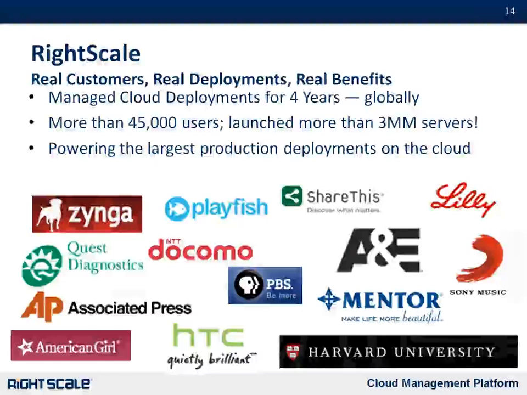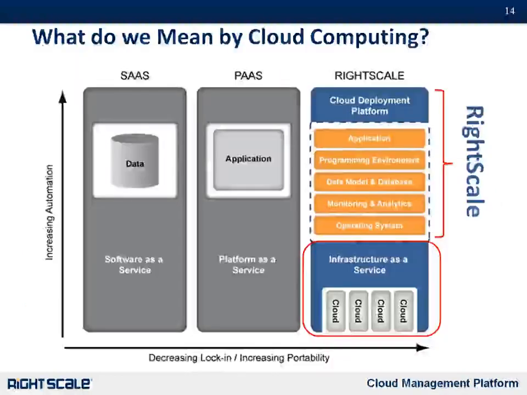And that's because we're really powering the largest production deployments in the cloud today, because of the benefits in simplification and automation that we bring to those. And we really work across all different types of verticals and industries. That's why I put up a bunch of logos there on the screen of customers, to show that it's not really a particular niche. Anybody that's using servers, that's looking at cloud computing, whether public or private, can take advantage of the benefits that RightScale provides.